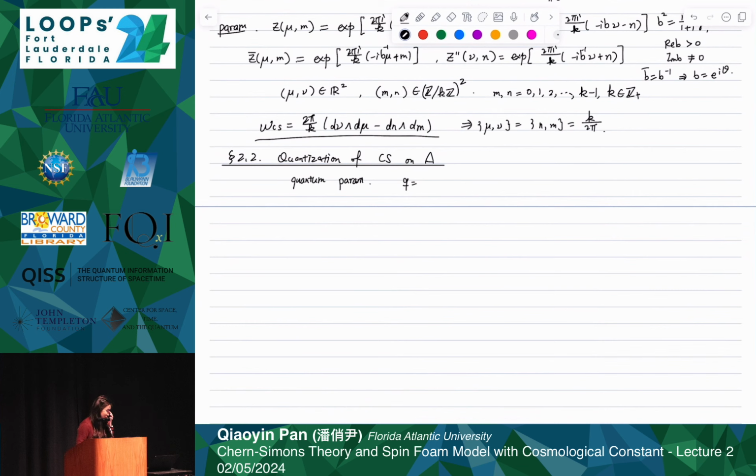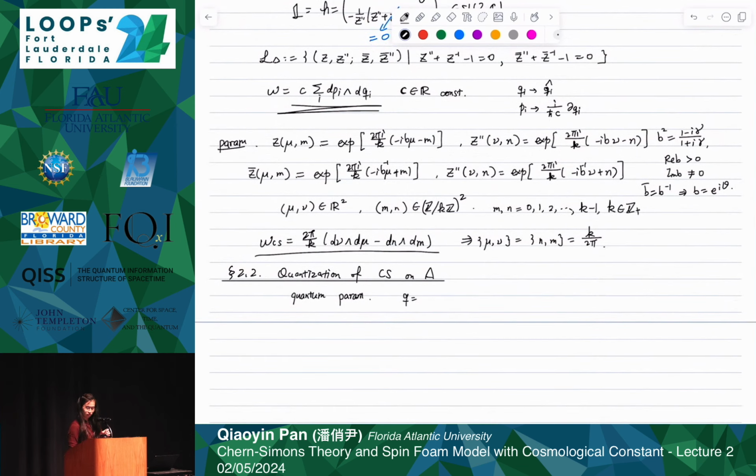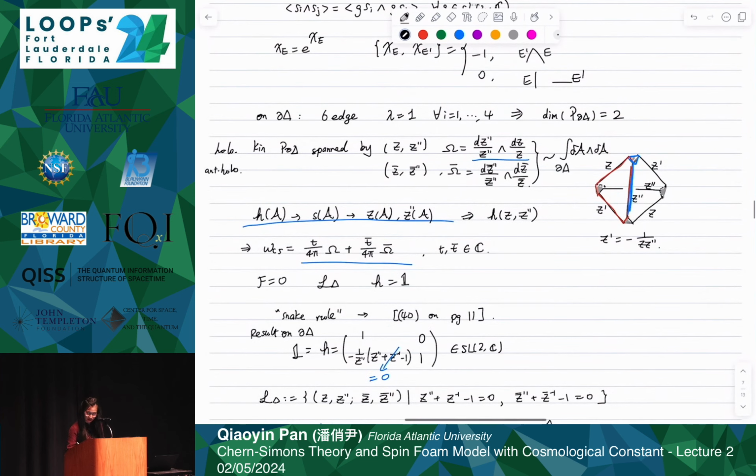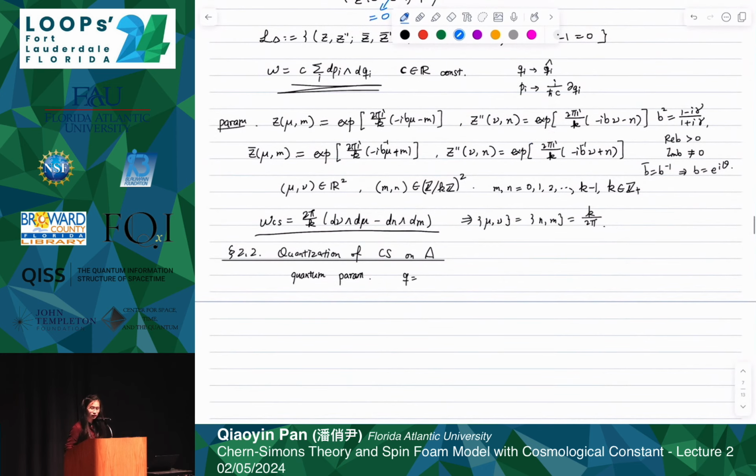Excuse me? Yes, a question here. You see this m and n are just integers. Then how do you define dn wedge dm? Because if m and n are integers, it is not like R. We just derive it directly from here. I express z and z double prime in terms of mu, m and nu, n. Then I just get the result. So that means m and n are also real numbers, right? No, they are discrete numbers. Or you can think of this d as a jump. But I have dn over k. If I take k large, then it's more like continuous, but it's discrete.